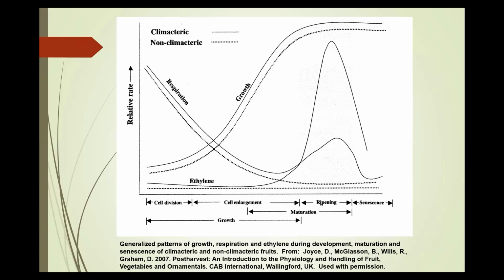The dotted line is for non-climacteric fruit. The solid line is for climacteric fruit. When you observe the growth curves for climacteric and non-climacteric fruit, they are essentially the same. However, with respiration, the rate is continually decreasing for non-climacteric fruit from pollination to the time the fruit is senescing.